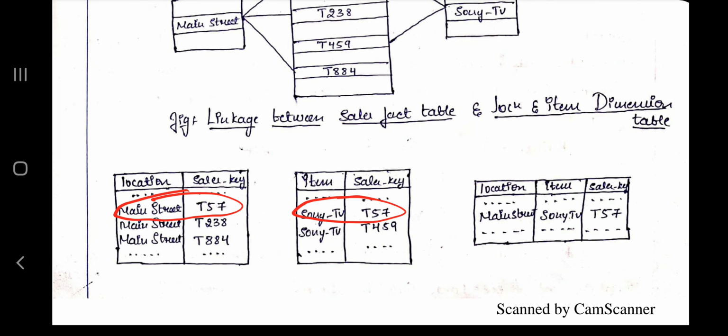This is the one thing which will come in common, right? Because that's what is common between these two, T57, Sony TV and Main Street. This type of indexing is called join indexing. You will get the final value by joining two indexes. That is called join indexing.